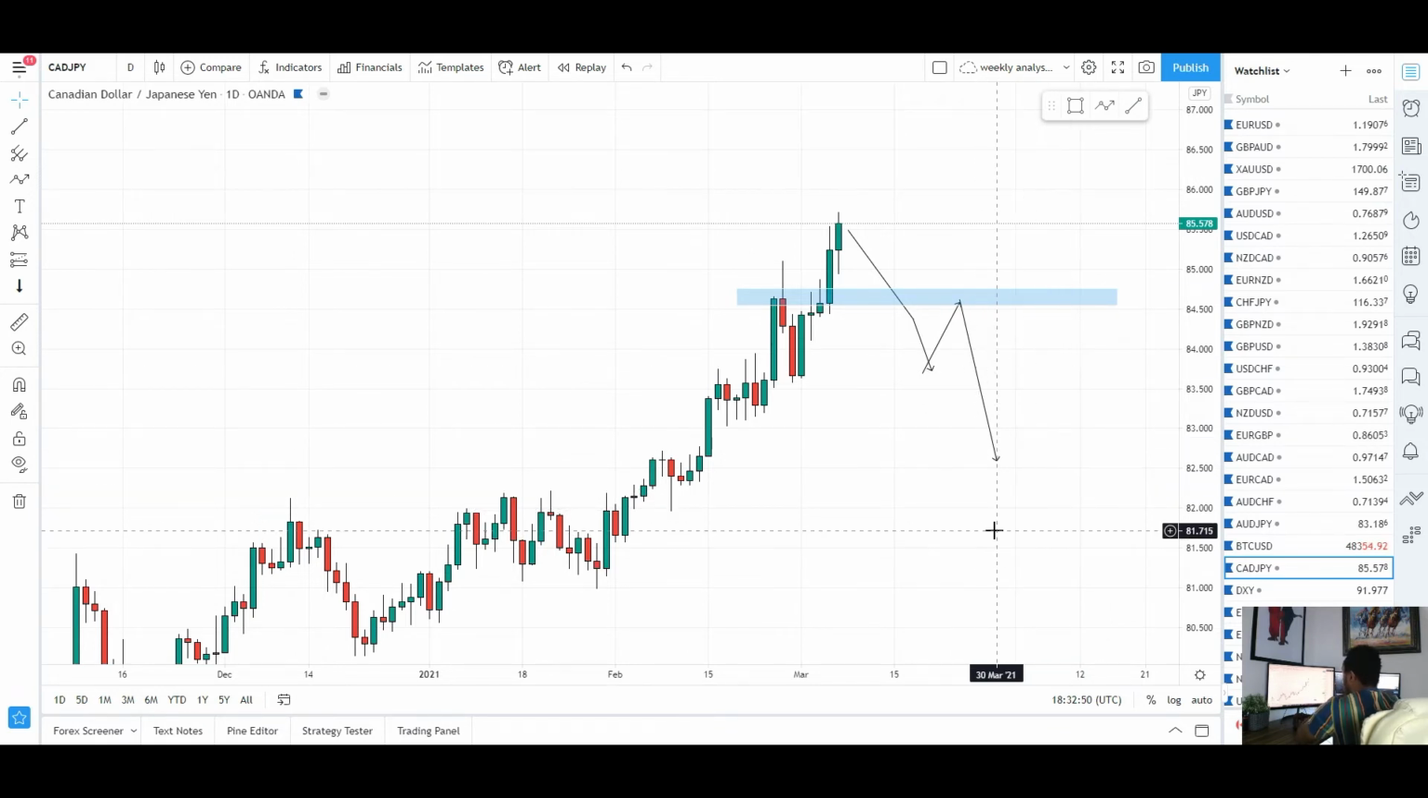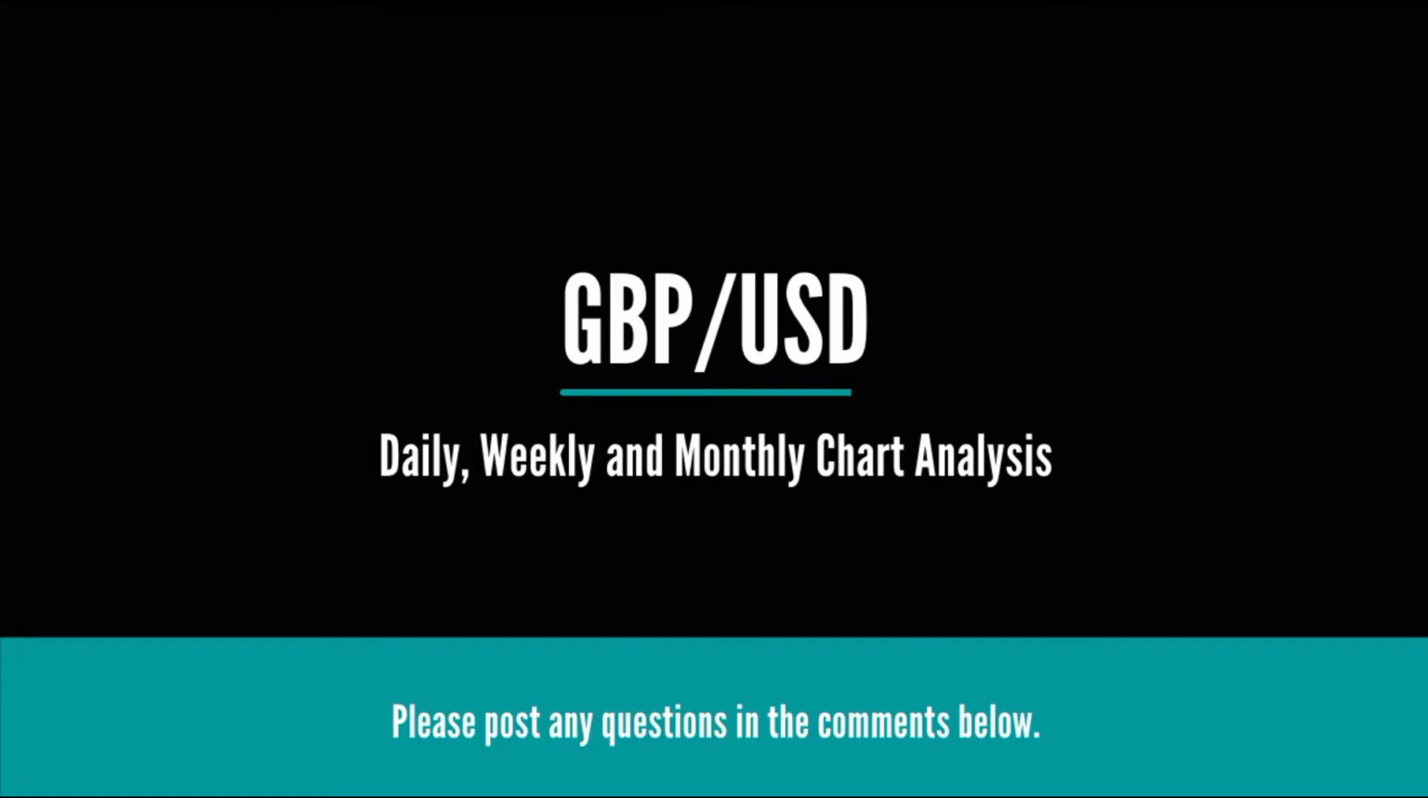As you see, a really nice swing to the downside for CADJPY. But yeah, for next week, expect to see a bit of retracement and just watch out for the price action around 84,500. If you hold, expect further continuation to the upside. Don't hold, expect to see a nice drop for CADJPY to the downside. Up next is GBPUSD.